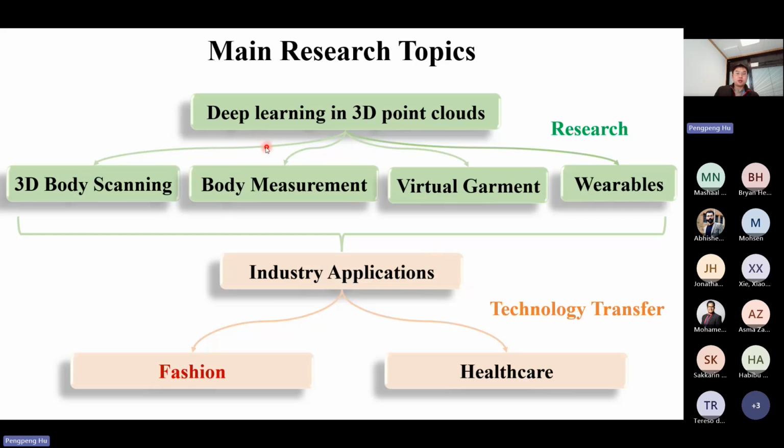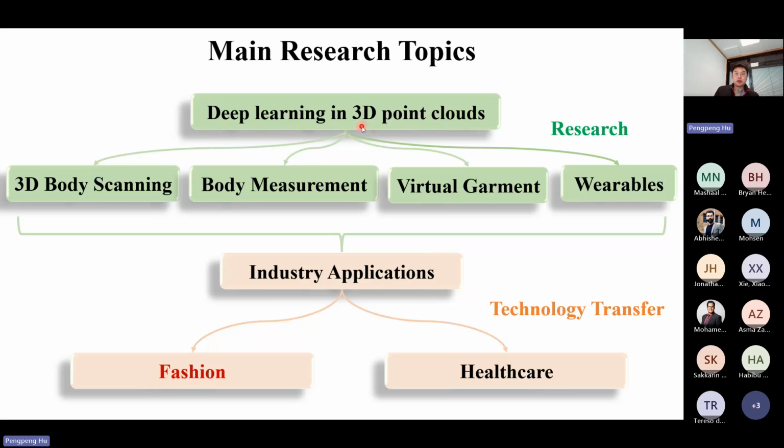From the view of the algorithm, it's called geometric deep learning. We do deep learning for point clouds. Point cloud is the data format. We have images, we have CAD models, we have different data formats. For us, we focus on point clouds. And I will also briefly introduce the definition of the point cloud.